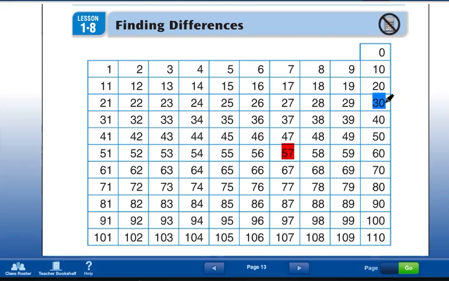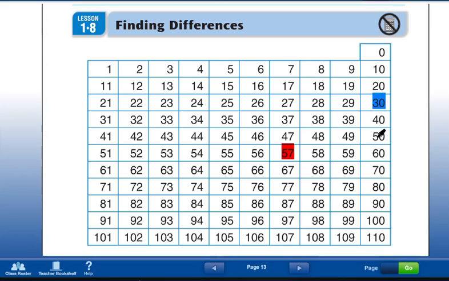I'm going to show you one method of what you could do to get to 57 from the number 30. One thing is that you could put your finger on 30 and then move one row down to 40, which you know is 10 spaces, and then move one more row down to 50, which is 10 more spaces, or 10 plus 10 is 20.